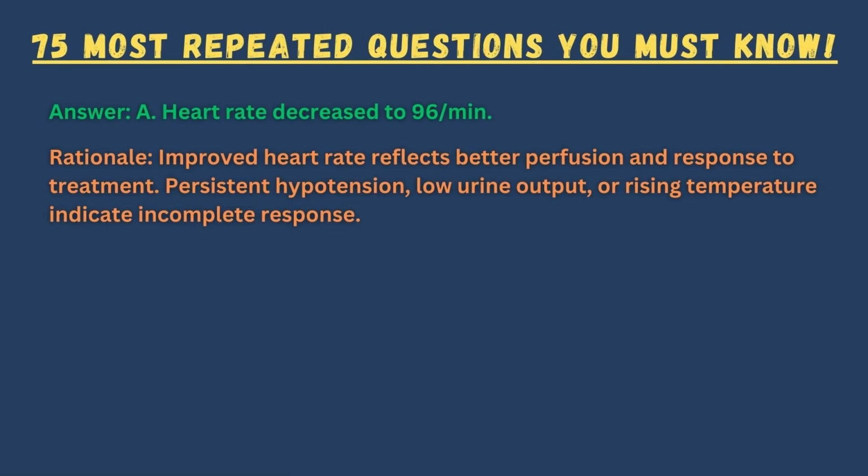Answer: A. Heart rate decreased to 96 per minute. Rationale: improved heart rate reflects better perfusion and response to treatment. Persistent hypotension, low urine output, or rising temperature indicate incomplete response.